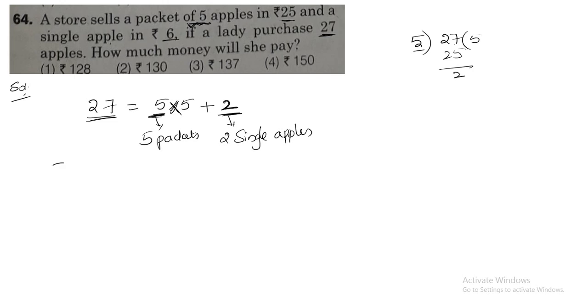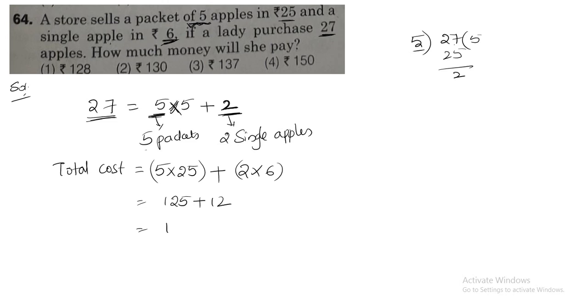Now I am going to take the total cost. So what would be the cost then? For each packet, 25 rupees. So for 5 packets, 5 into 25. This is for the packets. For each single apple I need to pay 6 rupees, so for 2 single apples, 2 into 6. So 5 25s are 125 plus 2 6s are 12. So 125 plus 12 is 137 rupees. So totally she needs to pay 137 rupees to buy those 27 apples, right?